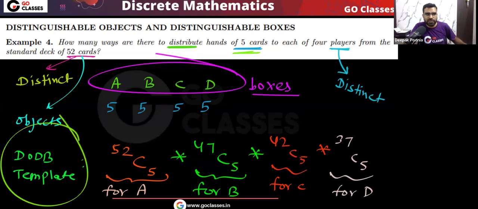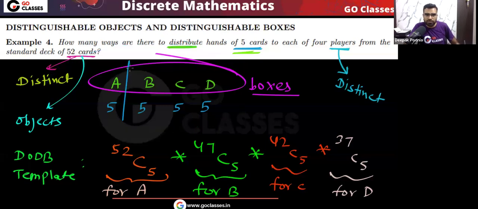So DODB template is very easy. To solve any question of DODB template, you can just apply the product rule with combination. Very simple. There are 52 different cards and we want to give 5 cards to each of the 4 players. From the 52 cards, we can choose 5 cards and give to A. From the remaining 47 cards, we can choose 5 cards, give to B. From the remaining 42 cards, choose 5 cards and give to C. And from the remaining 37 cards, choose 5 cards and give to D.